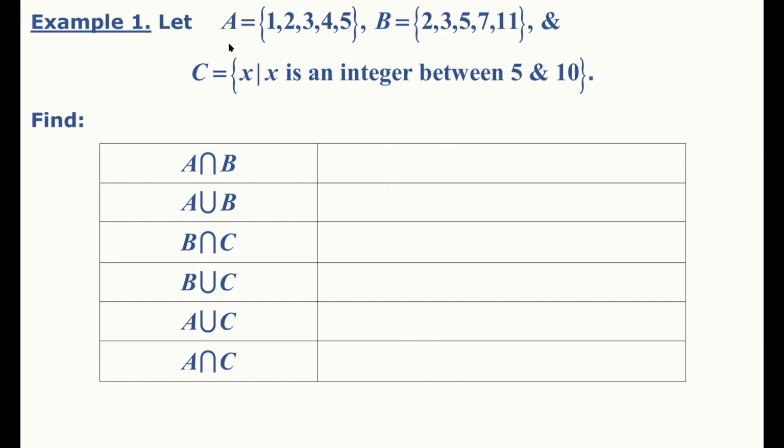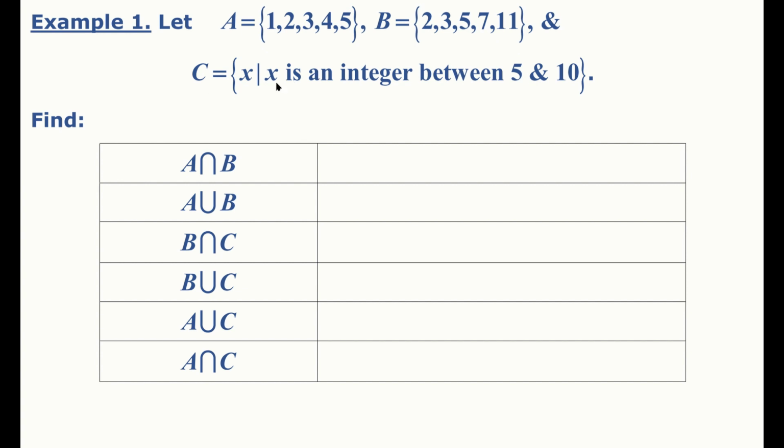For our first example, we're going to look at these three sets. Set A is just a finite set containing 1, 2, 3, 4, and 5. Set B is the finite set containing 2, 3, 5, 7, and 11. They may appear familiar to you. They are indeed the first 5 prime numbers.